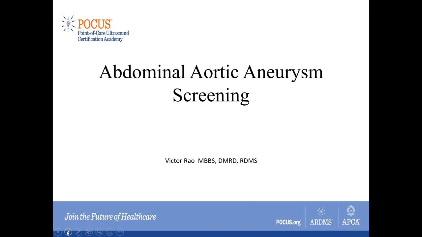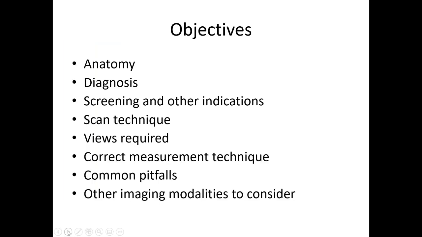Hi, Maddie. Thanks for having me. This is Vic Rao. I'll be talking about abdominal aortic aneurysm screening using ultrasound. Very briefly, I'm going to cover the anatomy, how to diagnose the condition using ultrasound, and the screening indications, as well as scan technique, the views required when you're doing this procedure, and the correct method of measuring the abdominal aortic diameter or the aneurysm diameter, and some pitfalls so that we don't make any mistakes while doing this procedure, and other modalities to consider when ultrasound doesn't work.